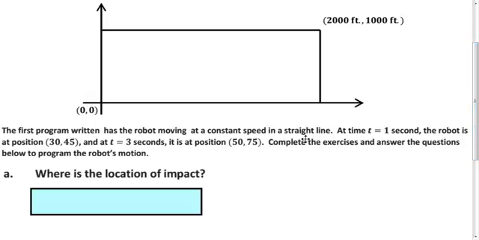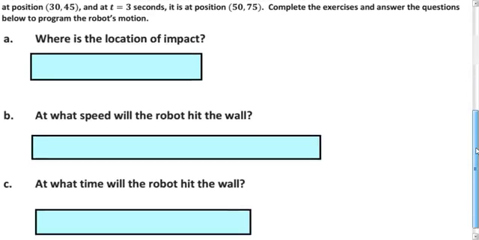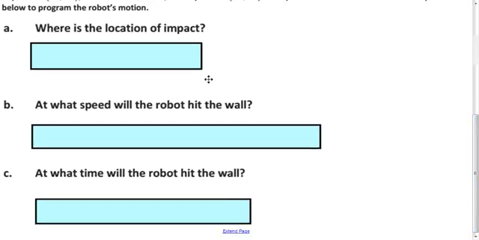So we know, according to the program, that after 1 second, the robot's at the point (30, 45). And after 3 seconds, it is at the point (50, 75). It's moving in a straight line at a constant speed. And we want to figure out the answers to these three problems. So using what we just learned, see if you can answer these three problems, and then I'll show you my solutions.